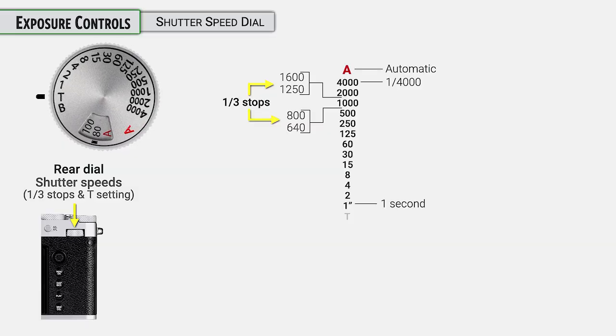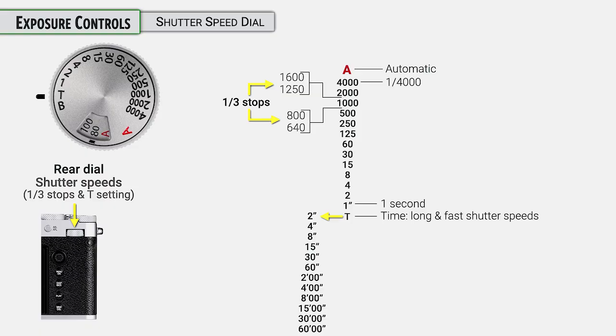Next up comes T, and this is time. This allows you to set either very long or very fast shutter speeds. And so you can use that dial on the back of the camera to select 2 seconds, 4 seconds, and so on, all the way down to 60 minutes in length.